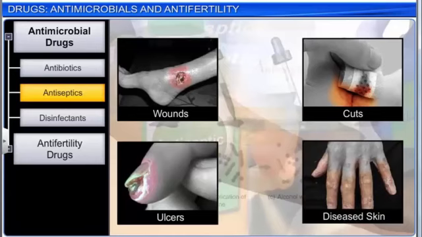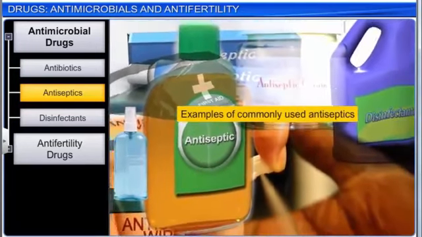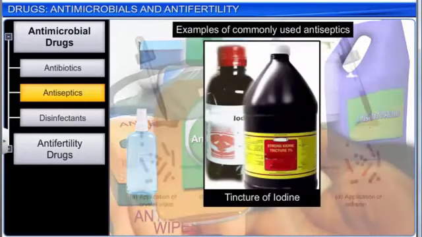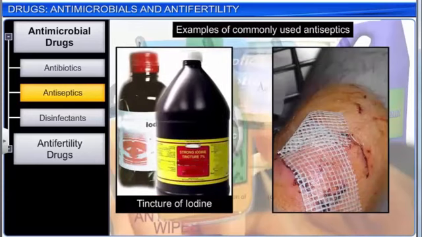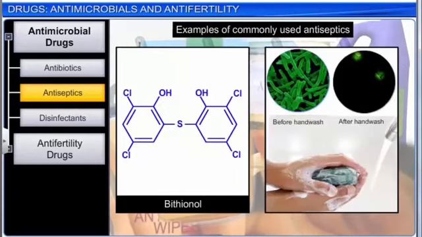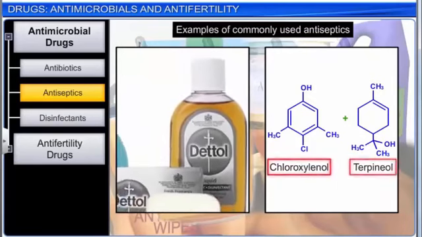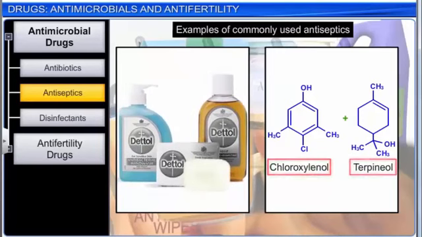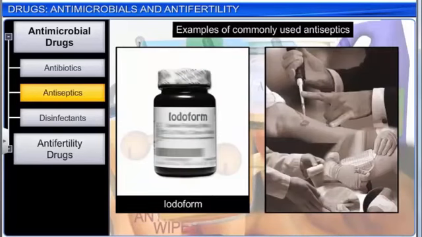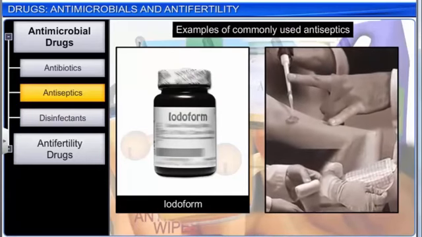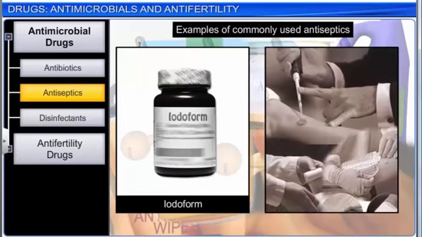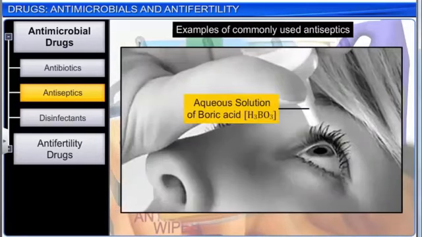Let us look at some examples of commonly used antiseptics. A tincture consisting of a solution of elemental iodine in ethyl alcohol water mixture is known as tincture of iodine. It is applied topically to wounds as an antiseptic. Bithionol is added to soap to impart antiseptic properties. Dettol, a mixture of chloroxylenol and terpineol, is an inexpensive liquid antiseptic. Iodoform, an organoiodine compound, is used as an antiseptic for wounds. A dilute aqueous solution of boric acid is used as a weak antiseptic for the eyes.